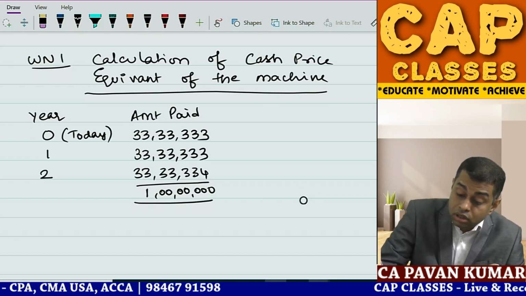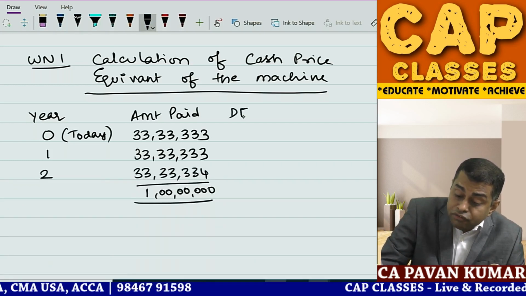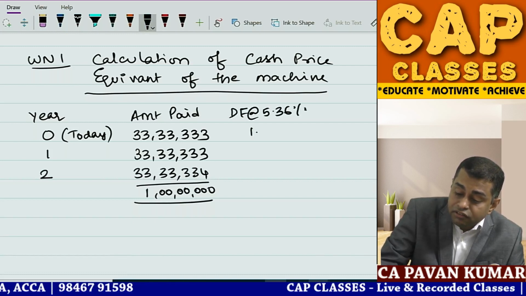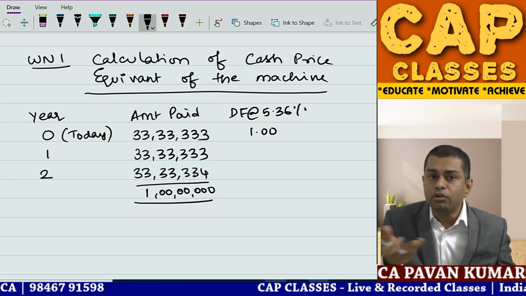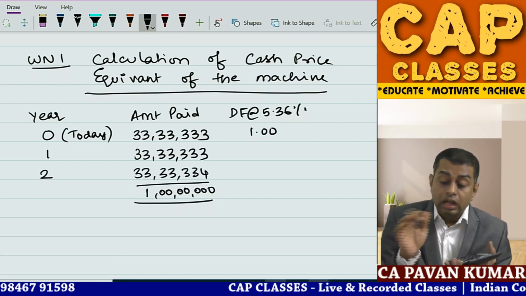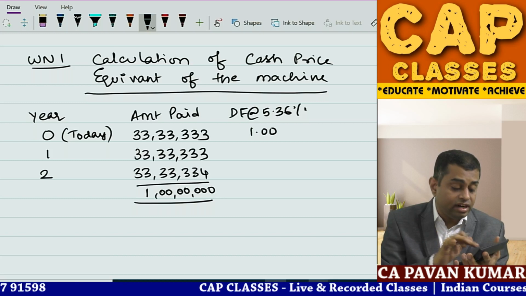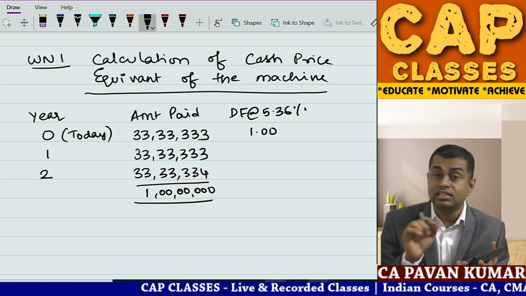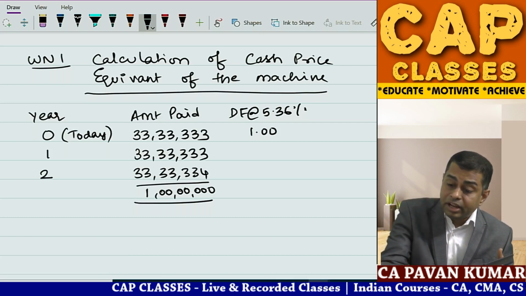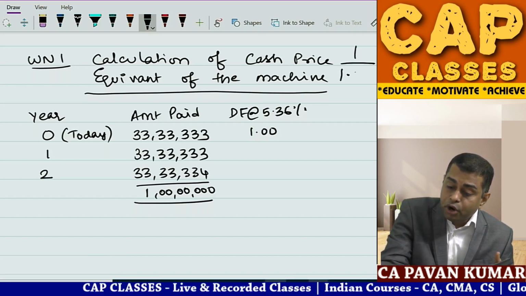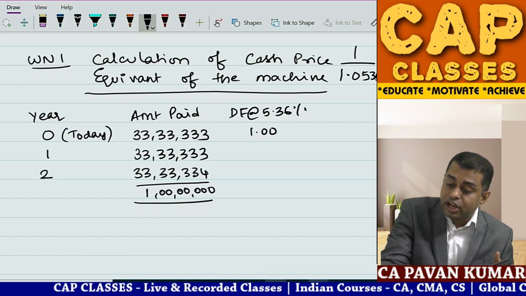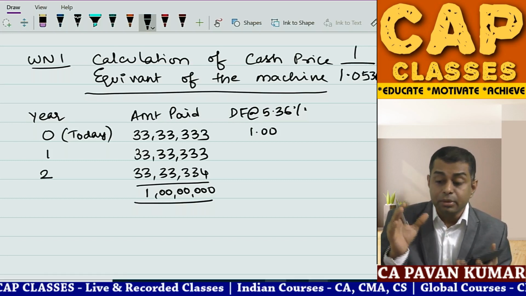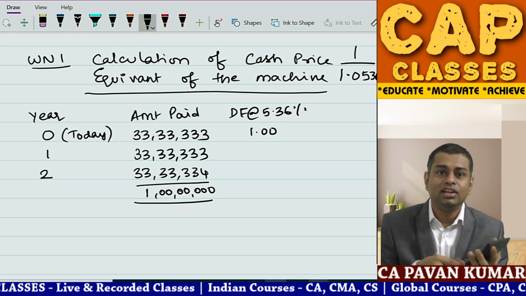Okay, now discount factors at 5.36%. First one is 1 only, because at the beginning, today only you are paying, so why would you calculate present value? Now, second year, how to calculate? 1 divided by 1.0536. Because it is 5.36%, you should not write 1.536. It will become 53%. You understand?